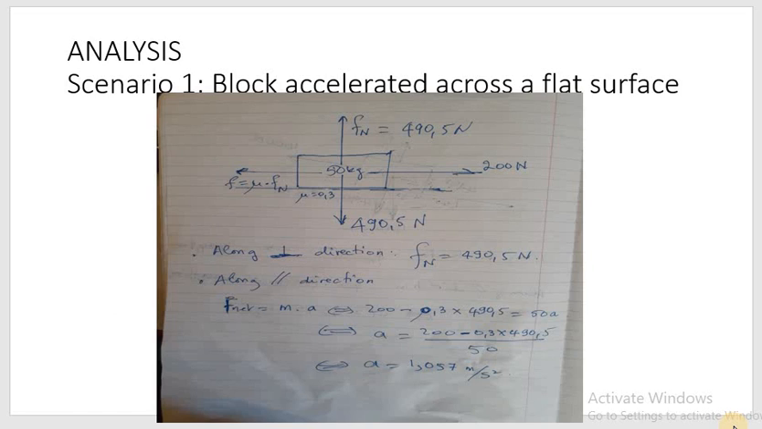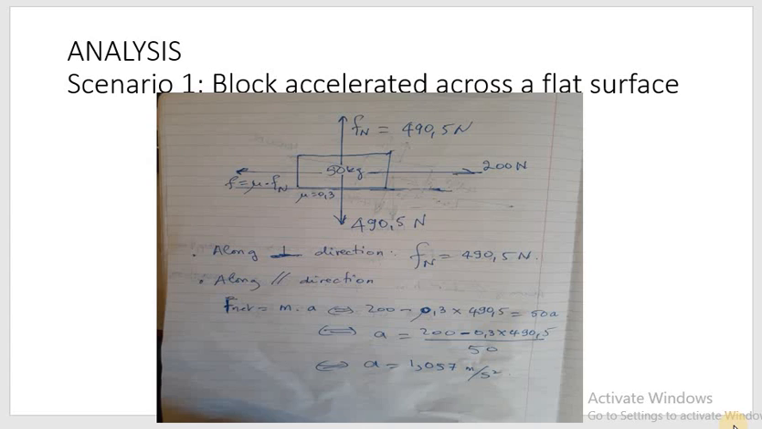Now, in practical analysis, let's consider one scenario of a block sliding on a horizontal surface. The inventory of forces gives, in the direction normal to the surface, the weight going downward and the normal reaction of the surface going upward. In the horizontal direction, it shows the horizontal driving force and the frictional resistance opposing it.